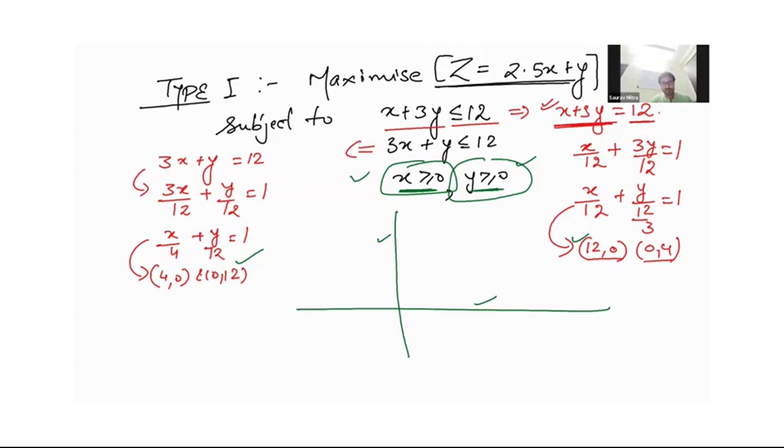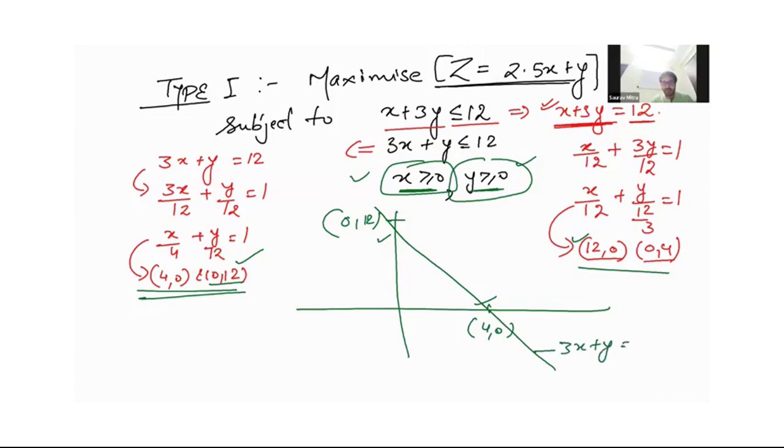So these two conditions we have already used. Now we will use this and this. We will plot this 4 comma 0. Let us suppose this is your 4 comma 0 here and your 0 comma 12 is here. Now you will join these 2 points. If you join these 2 points you will get a straight line, and the equation of this line is 3x plus y equals 12.